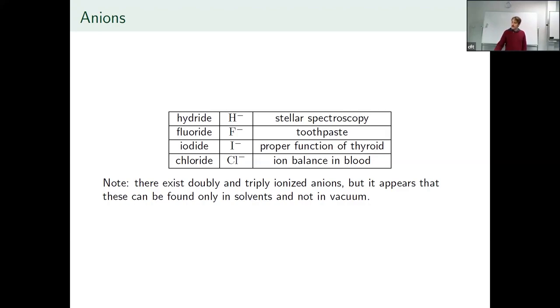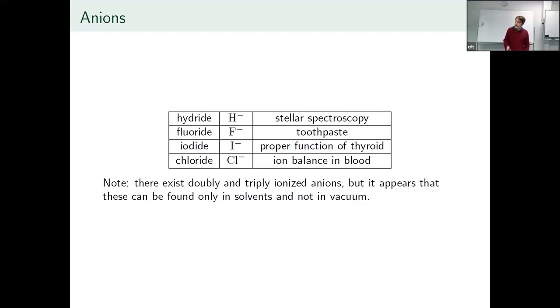So these things exist, and the main point is that they exist in vacuum, because my main point is that you can add more electrons to the system. So once you have charge Z equal to 3, you can add 4 electrons. And in fact, you can add more, but the point is that it appears that in vacuum, you can add only one. In solvents, like in water, you can have more of them, but in vacuum, you can add only one of them, irrespective of Z.